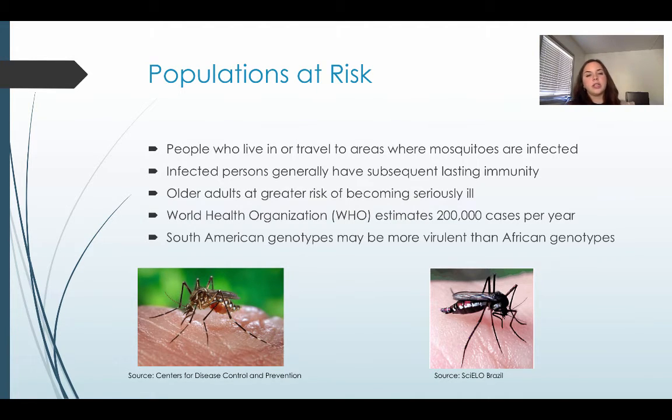And the World Health Organization has estimated approximately 200,000 cases of yellow fever that occur per year in the world, and about 30,000 of these are fatal.